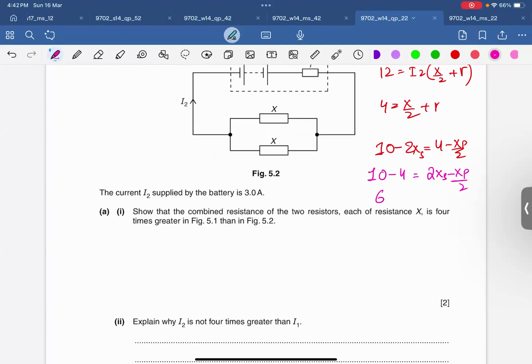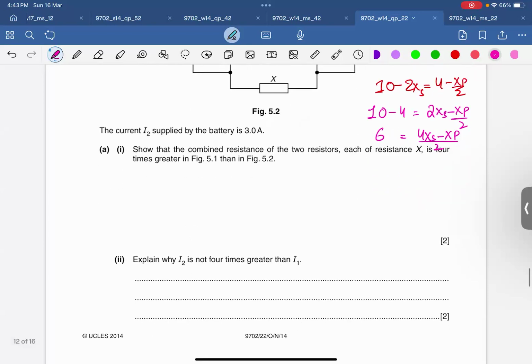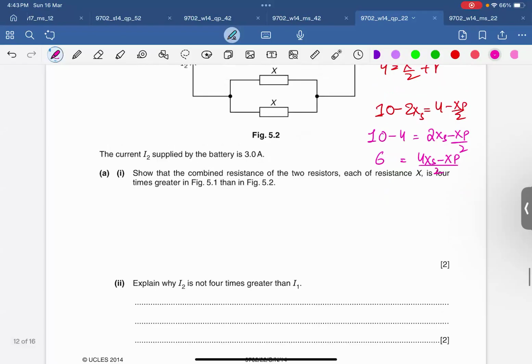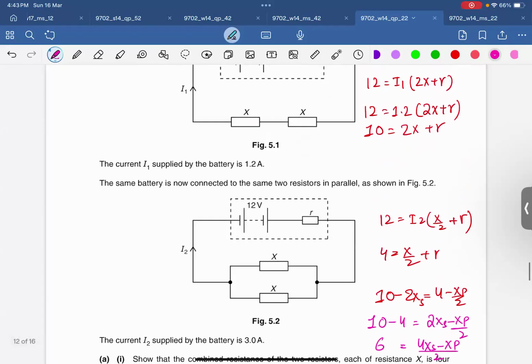अब यार हम वोल्टेज से क्यों कर रहे हैं? Show that the combined resistance of the two resistors is 4 times greater. So 4 के फैक्टर कहाँ से लाएंगे हम? Okay, so 6 equals 4xs minus xp divided by 2, so that would give me 12. अरे यार, आसान सा क्वेश्चन है, ये गलत हो रहा है.